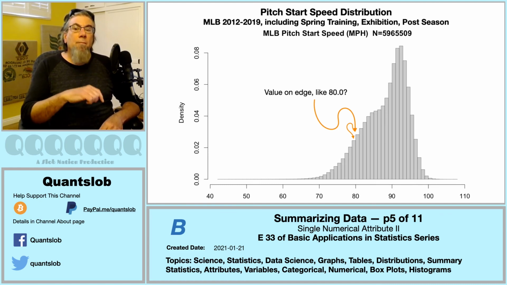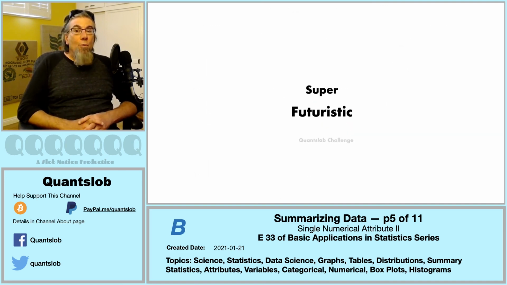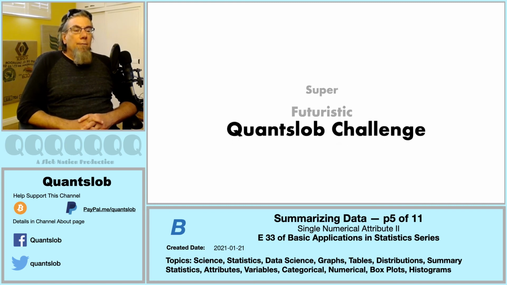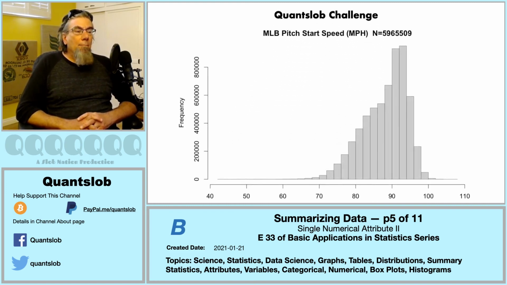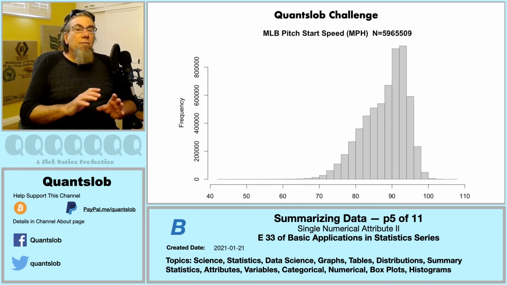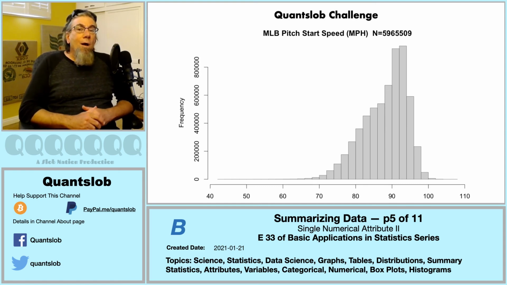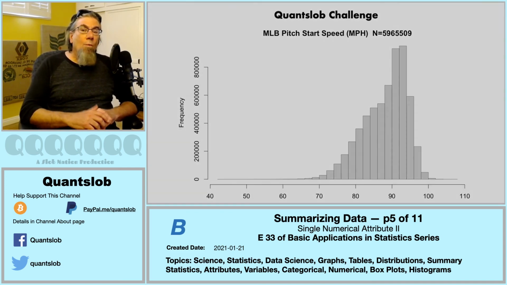Okay, so now before we close out, time for our super futuristic Quant Slob challenge. So here we go. How might we describe the shape of this distribution, the shape of the shaded area? Seems simple enough. Or is it? We're going to take a look at this along with lots more exciting stuff upcoming in part 6. You are definitely not going to want to miss that.